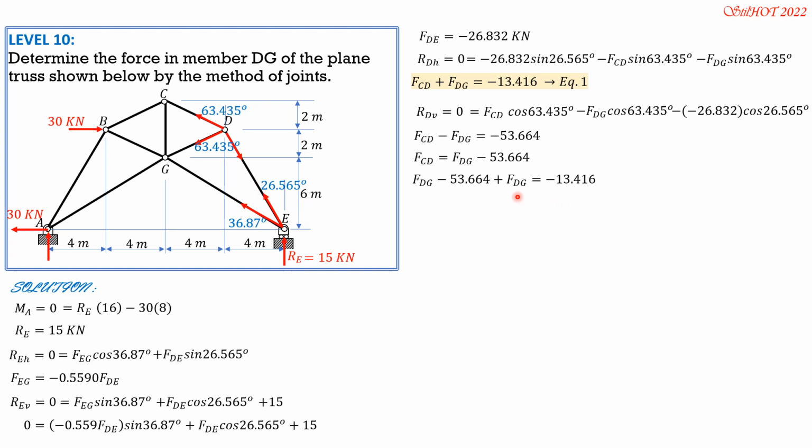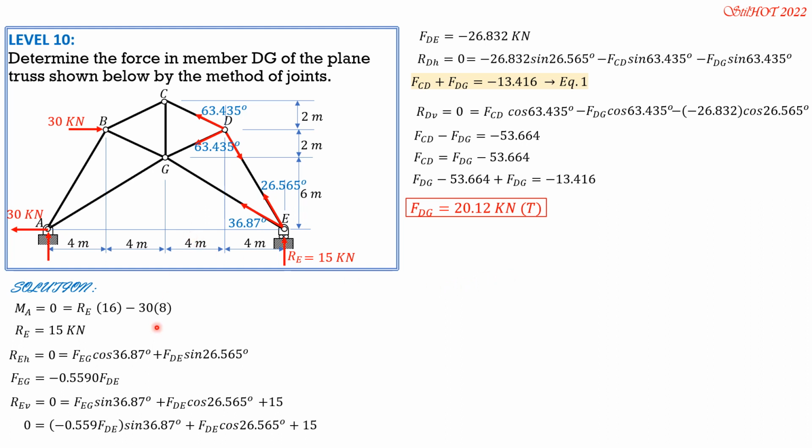Finally, FDG is 53.664 to the right minus 13.416 divided by 2. So it is positive, it is tension. FDG is equal to 20.12 kilonewtons tension. So that's it for this problem.